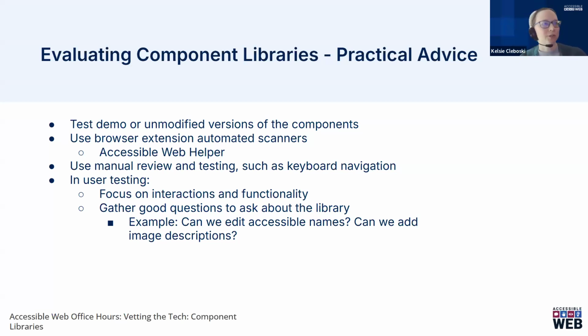You can also use browser extension automated scanners. Got to shout out our Accessible Web Helper that is available for free in the Chrome store and runs the Axe Core rule set. So that is a tool that is available to do an automated scan. Again, like all automated scanners, it only captures a portion of accessibility issues, but can be a useful first check to, again, decide if it's worth your time to dig further into this component library.